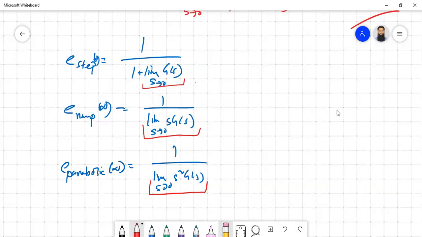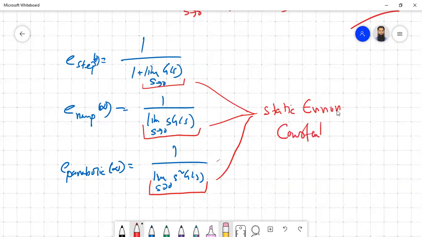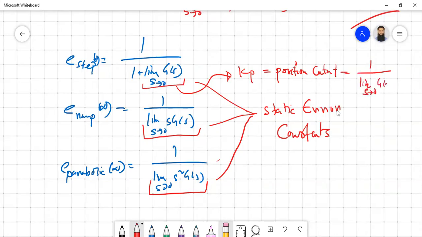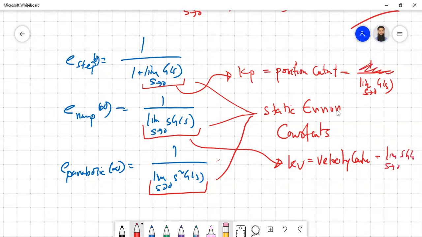These three limiting parameters are known as static error constants. Specifically, this one is known as Kp, position constant, and the value we already know, limit s tends to 0 g of s. And this particular value is known as Kv, related to velocity, so we call it the velocity constant, and this is limit s tends to 0 s g of s. And similarly, this parameter is known as Ka, acceleration constant.